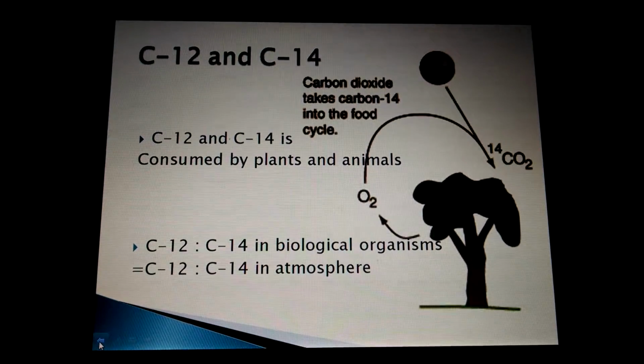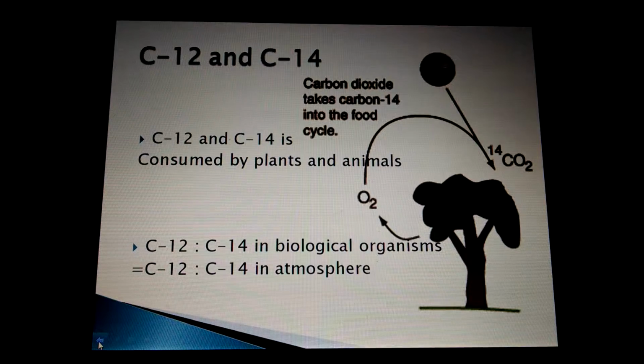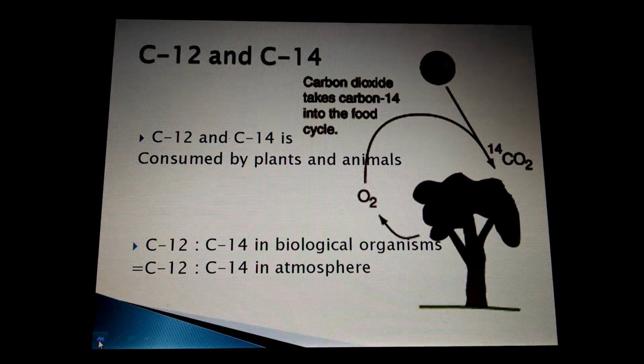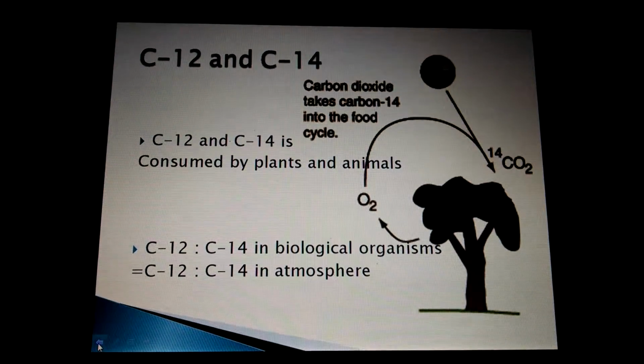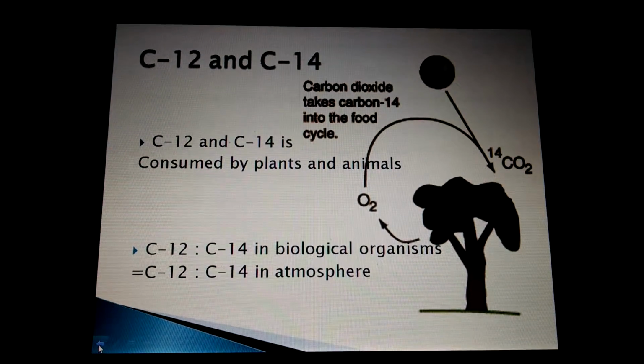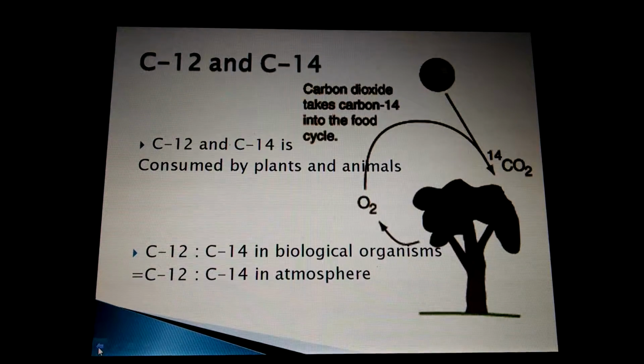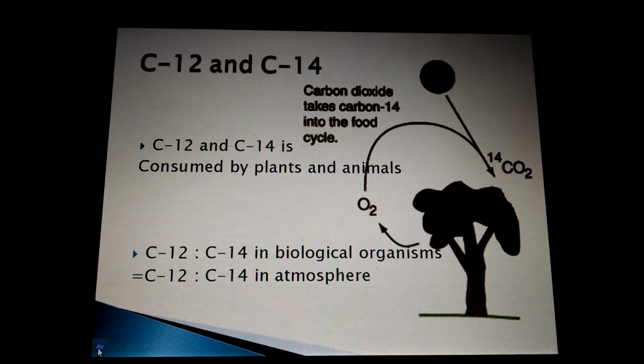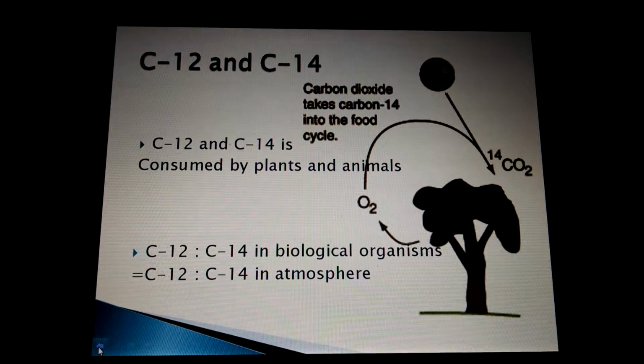In this way, carbon-12 and carbon-14 are consumed by plants and animals through natural processes like breathing and eating. So we can assume that the ratio of carbon-12 to carbon-14 in biological organisms is equal to that of the atmosphere, because while living things are alive, they are constantly replenishing their carbon-12 and carbon-14 levels by eating and breathing.